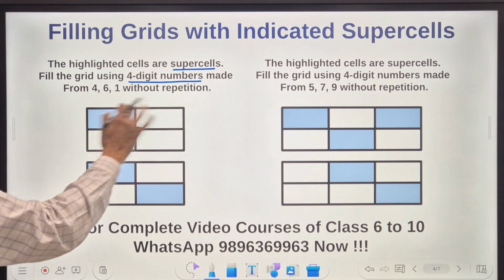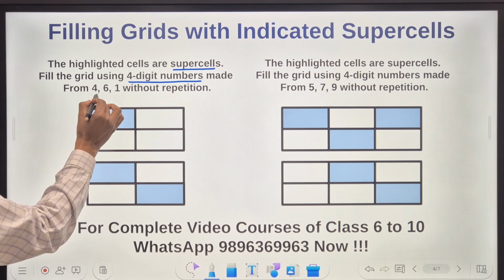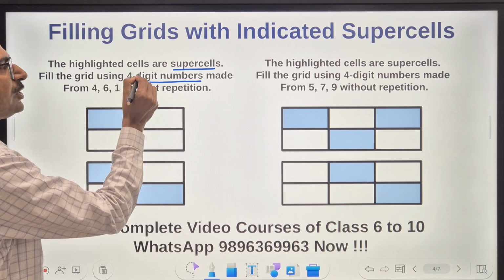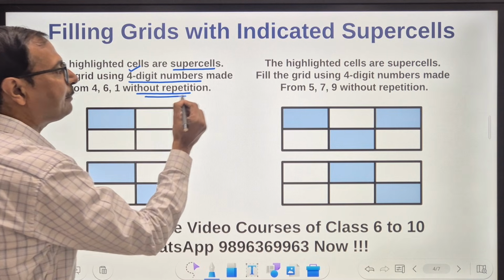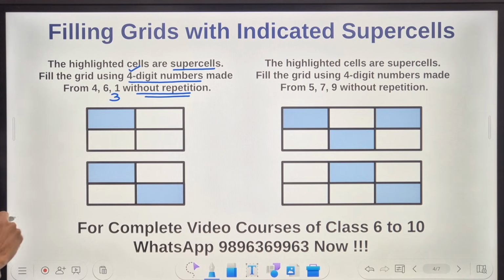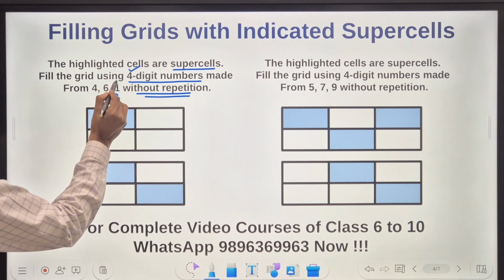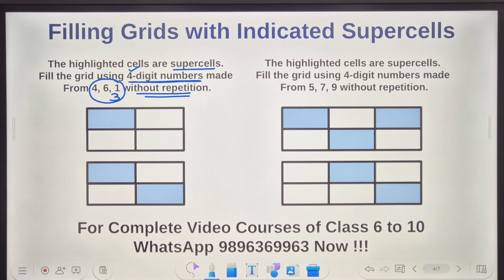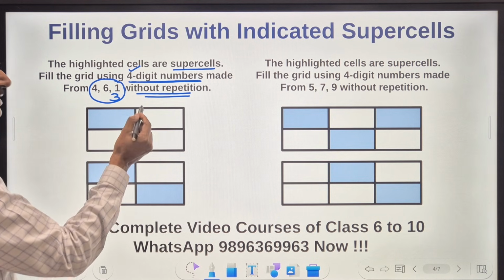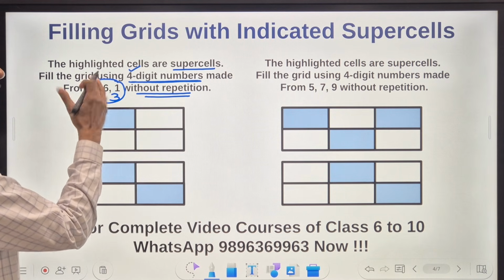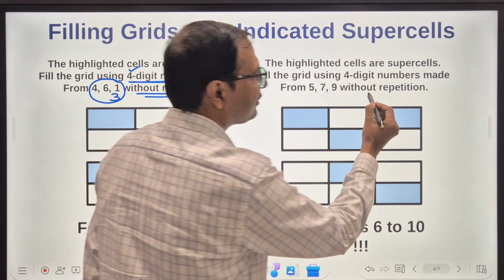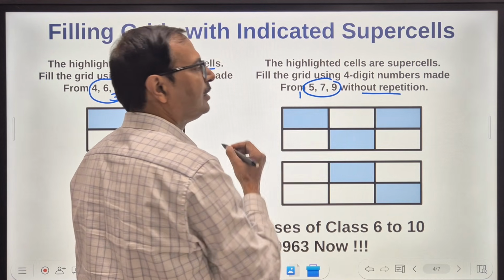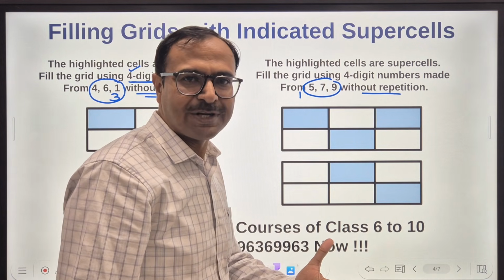4-digit numbers. All of them have to be 4-digit numbers made from the digits 4, 6, 1, or maybe you can take one more digit because it's a 4-digit number and we are not allowing repetition. Let's take a 3 also. Now I want to use all these digits to create 4-digit numbers, and we don't want to repeat the digits. If repetition is allowed, then these 3 digits are also possible. Now here also, if we say without repetition, then for a 4-digit number we need 4 digits, so we can add one more, say 1, 5, 7, 9, and then we can make 4-digit numbers.